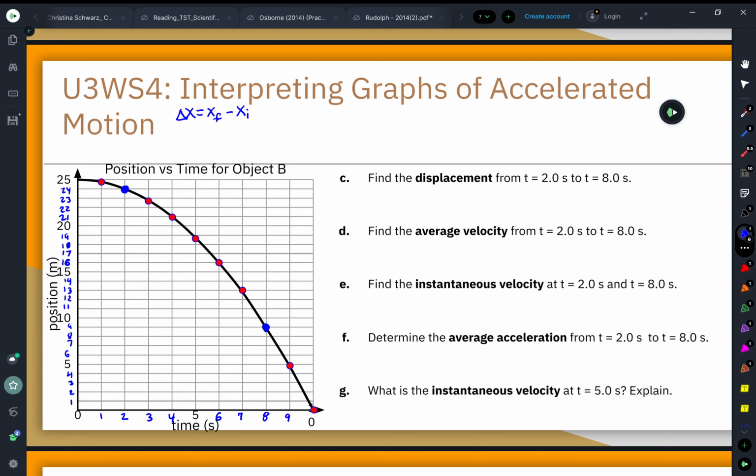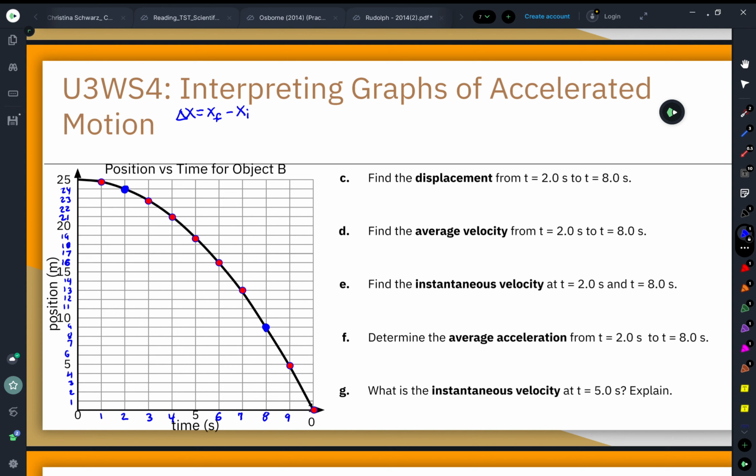Unit 3, Worksheet 4, Interpreting Graphs of Accelerated Motion. Part C, find the displacement from a time of 2 seconds to a time of 8 seconds. So on this position versus time graph, I'm going to be looking at the change in position, or the displacement, from 2 seconds to 8 seconds.